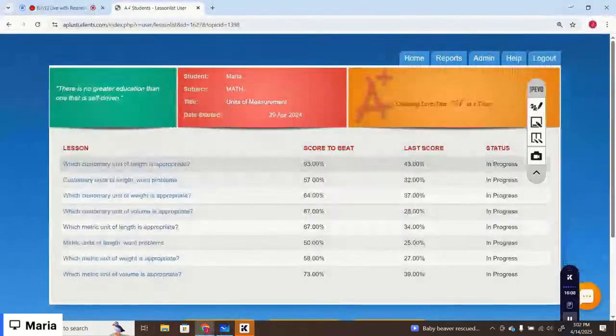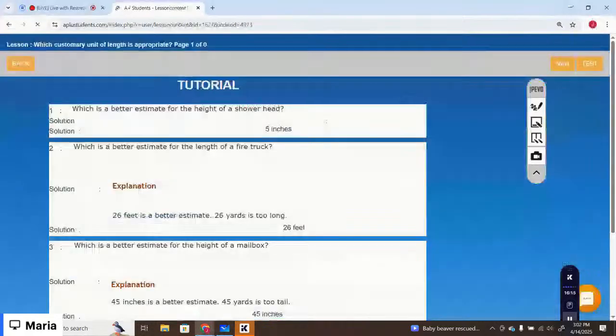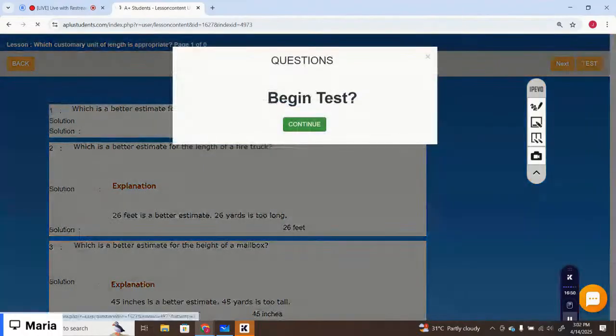I'm on Grade 2 Math. The chapter we're on right now is Units of Measurement. Let's just start with the lesson, which is the better estimate for the height of a shower head. The height of the shower head is 5 inches. Let's just start with the test questions.